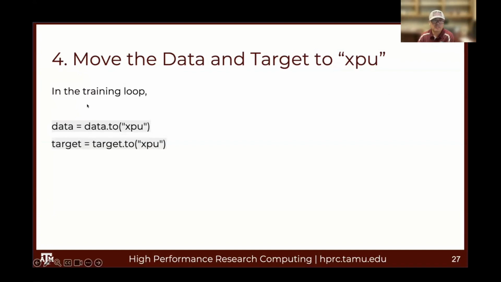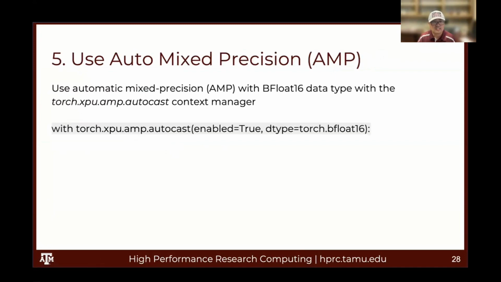The next step is to move the data and target to XPU. Very similar to other GPU code. In the training loop, when you unpack your train data loader, you move the data to XPU, target to XPU. So these are very simple changes.